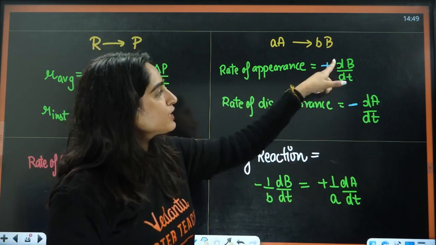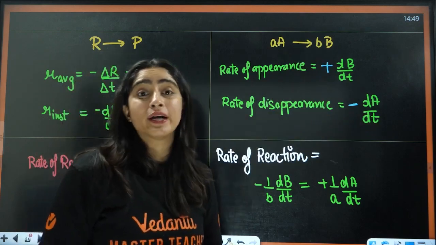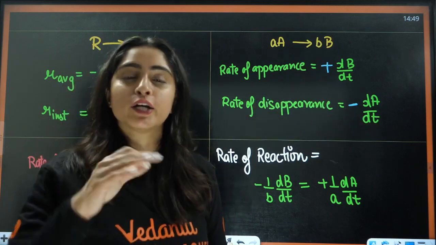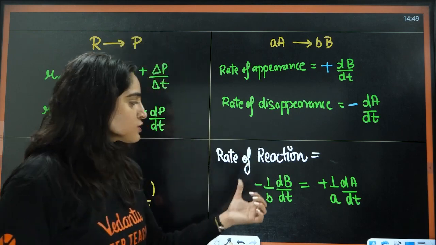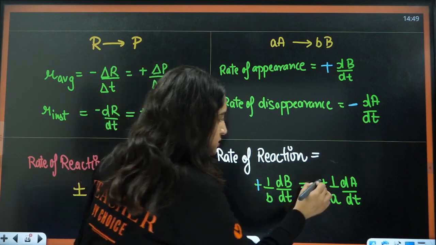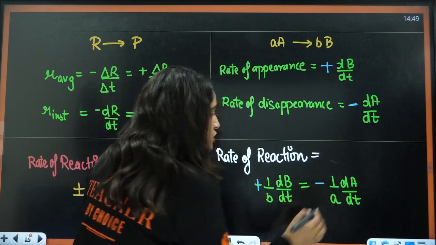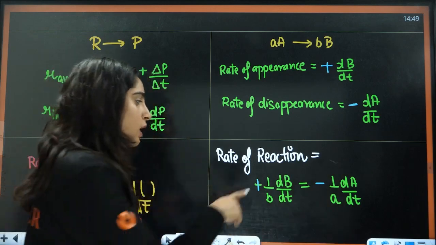Okay, here I have not divided that with 1 by A or 1 by B. But if you are calculating rate of reaction, it is always calculated for 1 mole. So because of that, you will also say rate of reaction will be equals to, this is for appearance and this is for disappearance. So rate of appearance, rate of disappearance, and also write the number of moles.